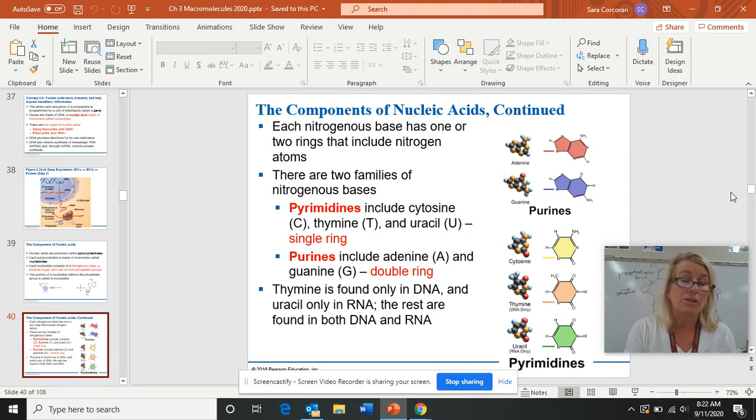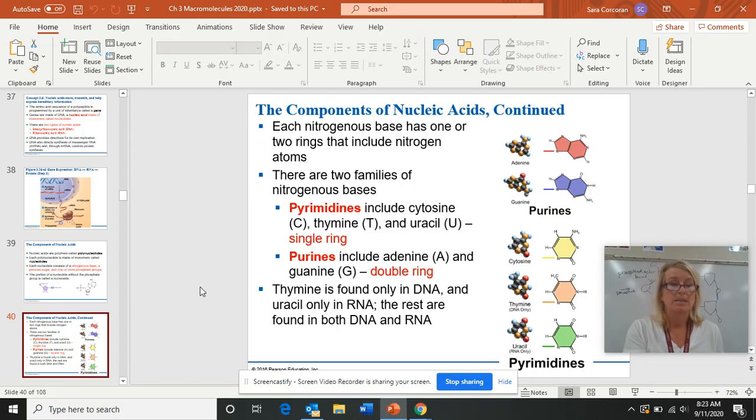Okay, this is probably new. Maybe you learned this in Bio 1, maybe not. You know the 4 bases, 5 if you include uracil: adenine, guanine, cytosine, thymine, and uracil. You need to know, stick it in your head, that adenine and guanine have 2 rings. They are purines.